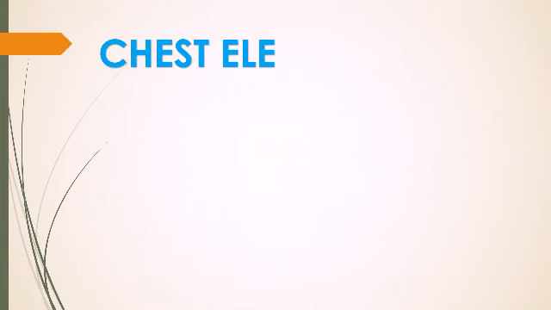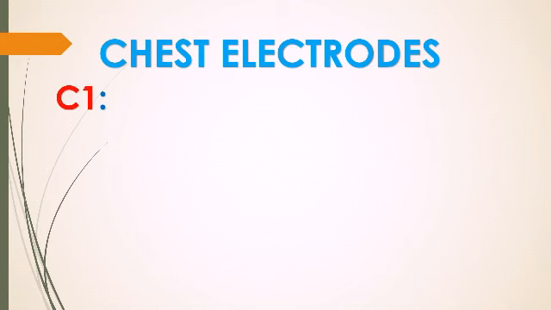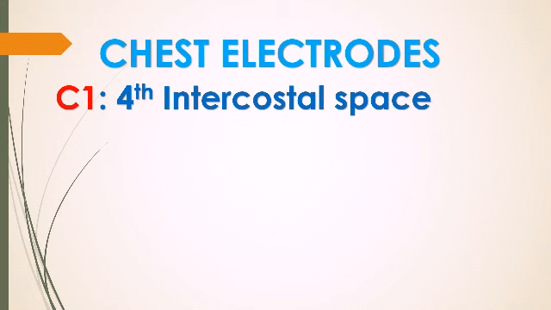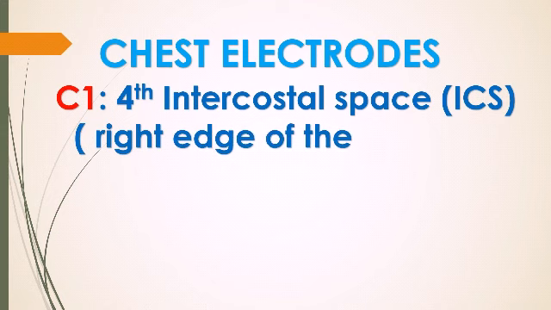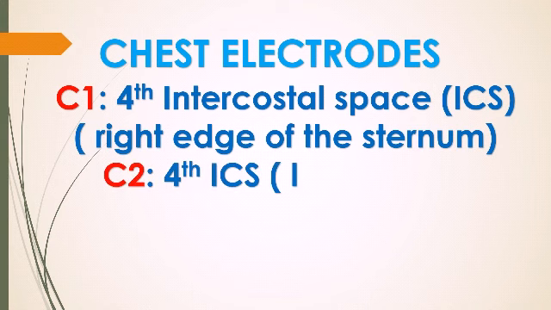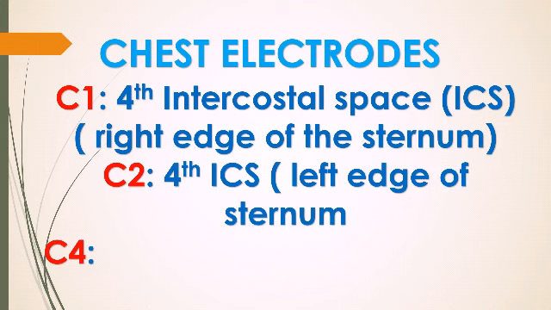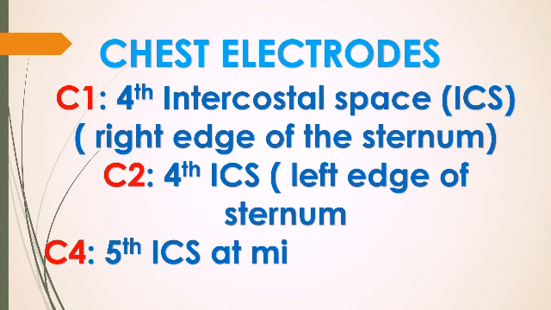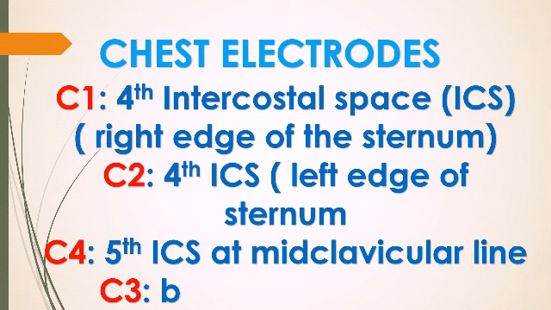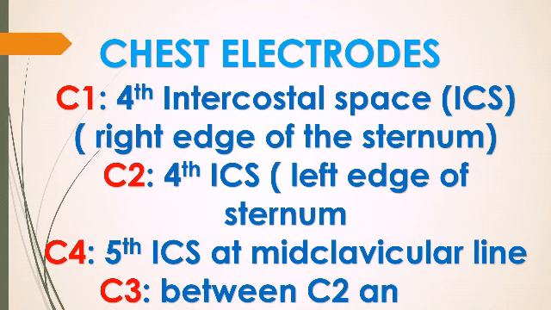Now let's see the placement of chest electrodes. The first electrode is C1. It is placed at the 4th intercostal space. That is the space between the 4th and the 5th rib, at the right edge of the sternum. C2 is placed at the 4th intercostal space, but at the left edge of the sternum. C4 is at the 5th intercostal space at the level of the mid-clavicular line. Then C3 is between C2 and C4.